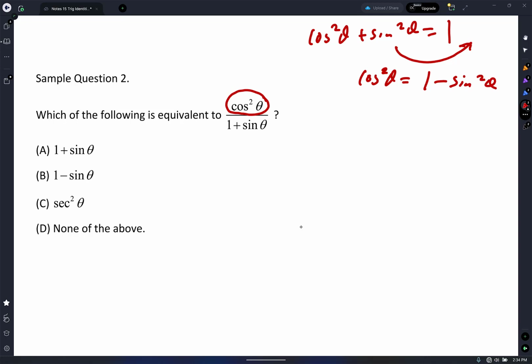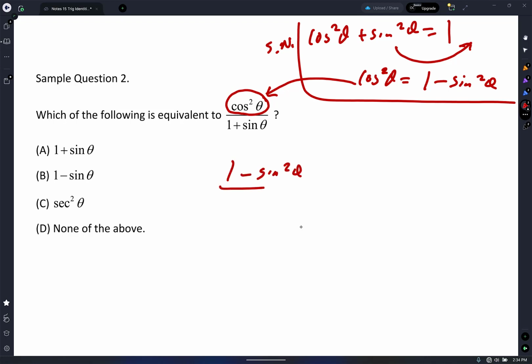Do you guys see that? So I'll put this as a side note. Because I know that, I'm going to substitute cosine squared theta with 1 minus sine squared. So I'm going to write 1 minus sine squared theta over 1 plus sine. So catch up to here.